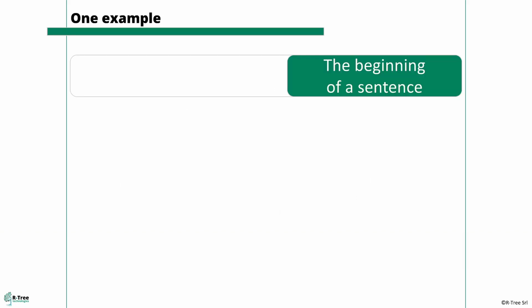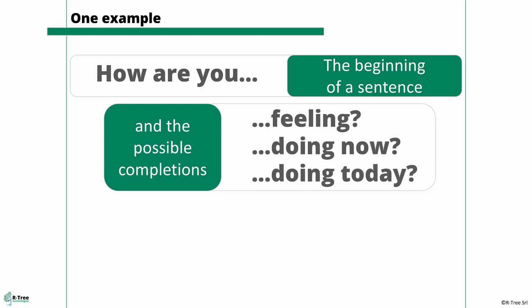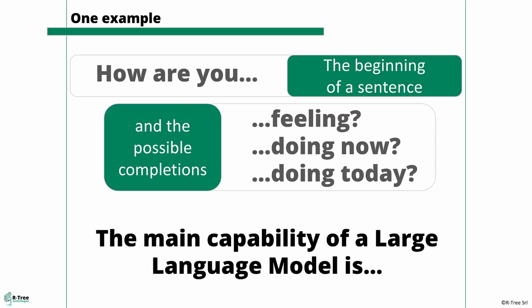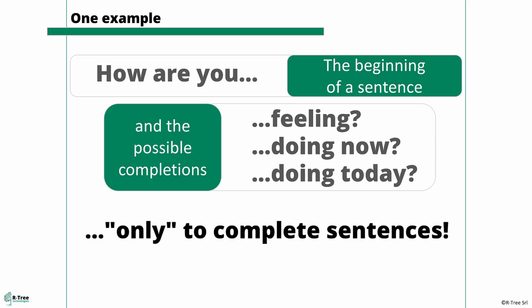Let's take an example of what an LLM can do. For instance, let's take the beginning of a sentence like "How are you?" If we reflect on how this sentence could continue, there are actually many possibilities, but some have a higher statistical probability. And the main capability of a large language model is only to complete sentences. That's all, folks.